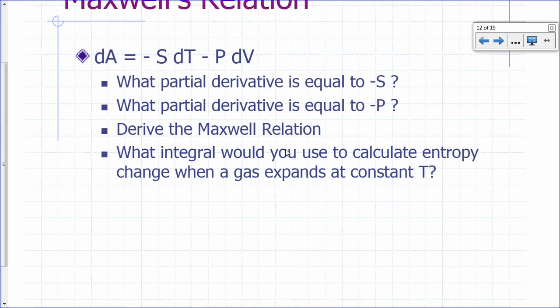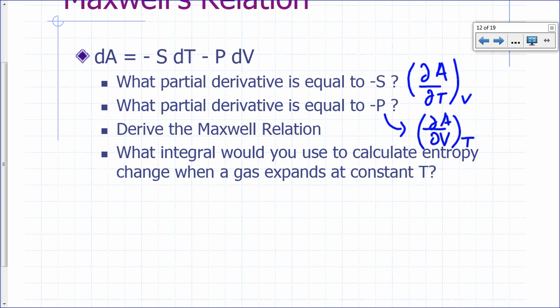All right, let's try this one. What partial derivative is equal to negative S? Partial derivative of what? A with respect to T holding what constant? Volume. And this is partial derivative of A with respect to volume holding what constant? Temperature. Let's do second derivatives to get the Maxwell relation. What's the Maxwell relation for this? Call it out for me.